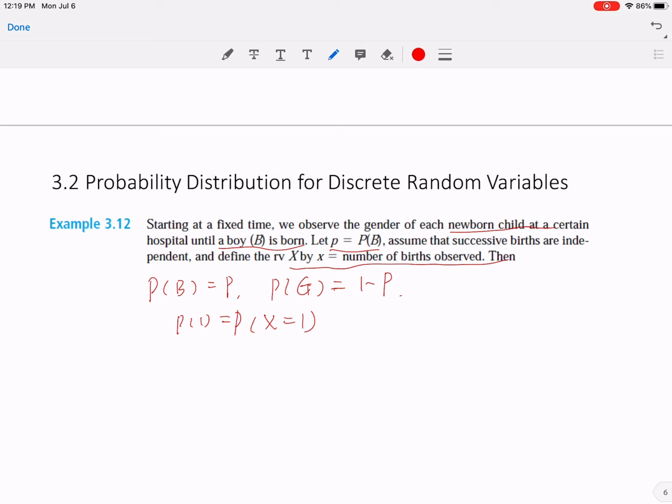X is equal to 1 means the first observation is a boy. What's P of B? It's a little p over here, just as what is given. Actually, this is a little p.